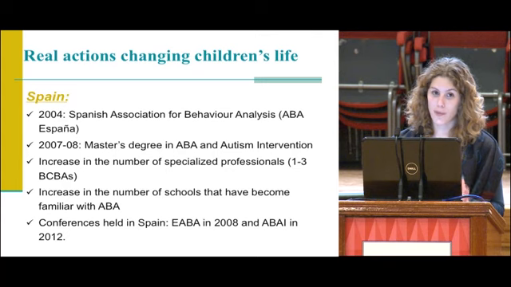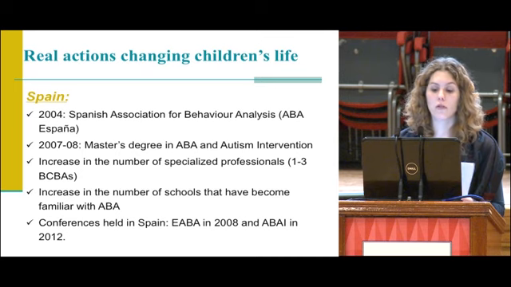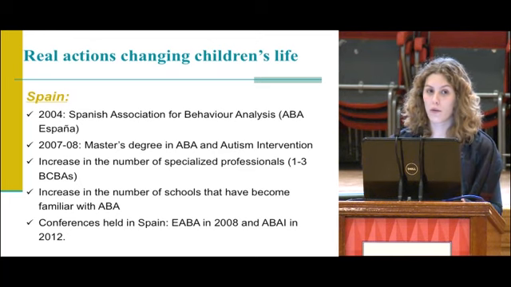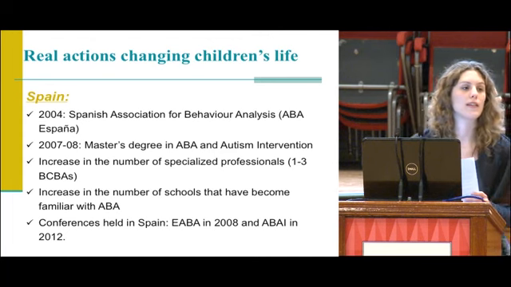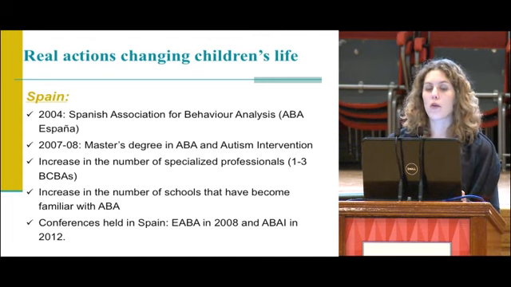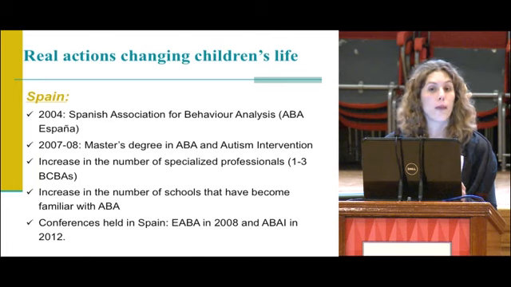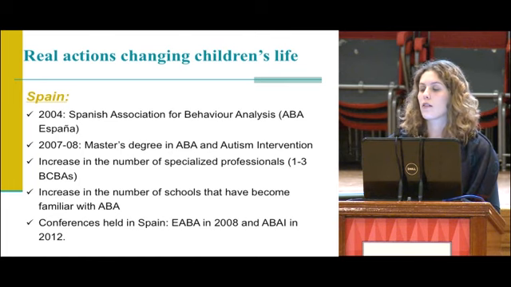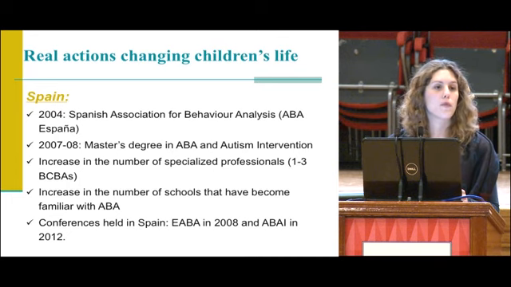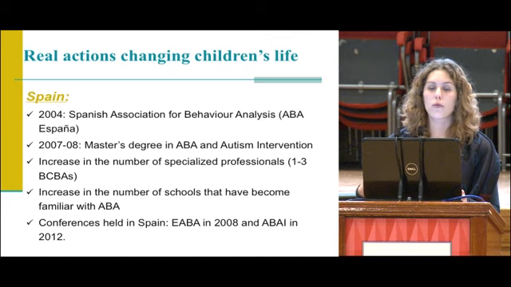In Spain, there has been some more activity in the last years. So in 2004, the Spanish Association for Behaviour Analysis was founded. And in 2007, 2008, the master's degree in EIBI and autism intervention started. So in the first year, 15 in-class students attended this master's, and nowadays there are more than 50 online students per year. So students in Spain come from Spain, Portugal, France, the USA, and different Latin American countries, which means that there has been an important increase in the number of trained professionals that work with children with autism in Spain and some other countries.